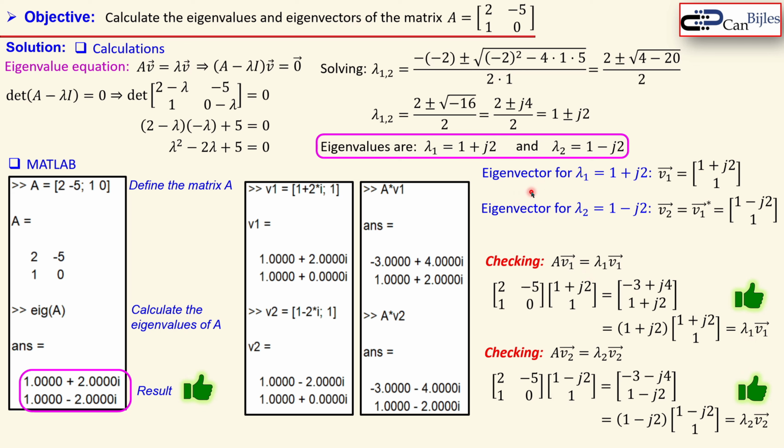Alright, this was our example considering the eigenvalues and eigenvectors for a matrix where the eigenvalues and the eigenvectors are both in the complex plane.